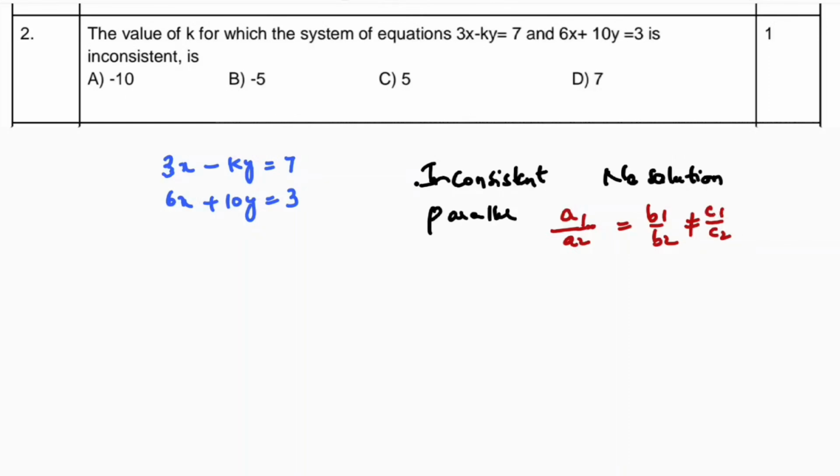Now if we substitute the values, a1 is here 3, a2 is 6, b1 is minus k, b2 is 10. So 3 by 6 equals minus k by 10. 3 times 1, 3 times 2, 2 times 1, 2 times 5. So 5 equals minus k. Therefore, the value of k is, you'll get here, minus 5. So the correct option is B.